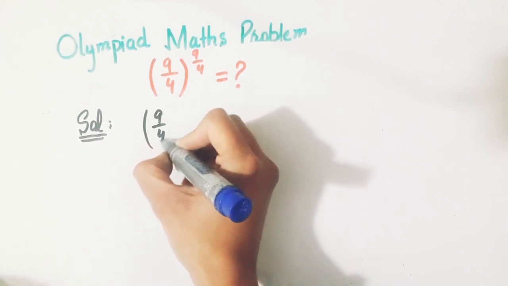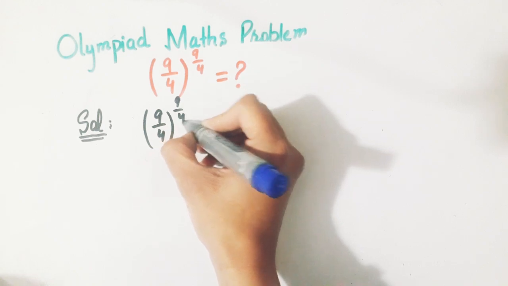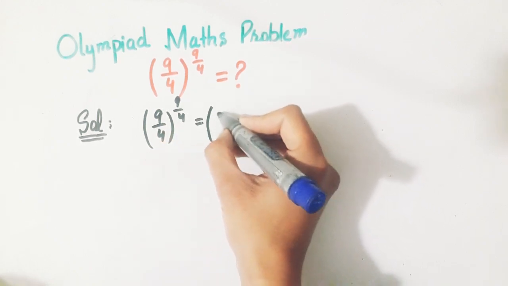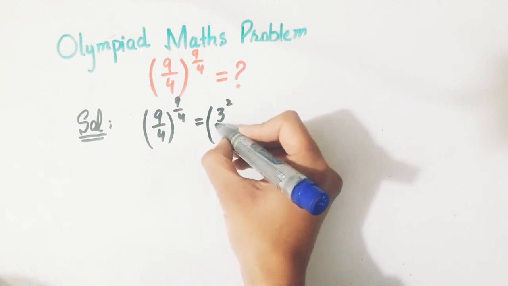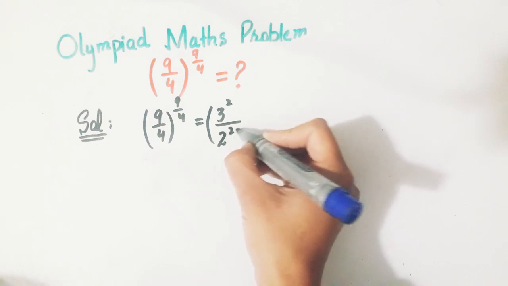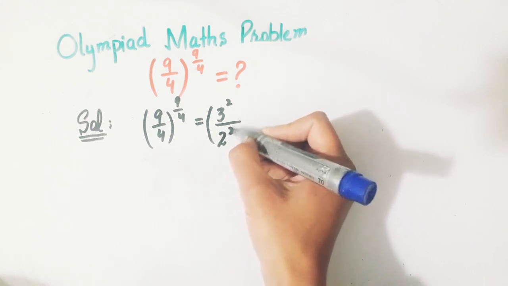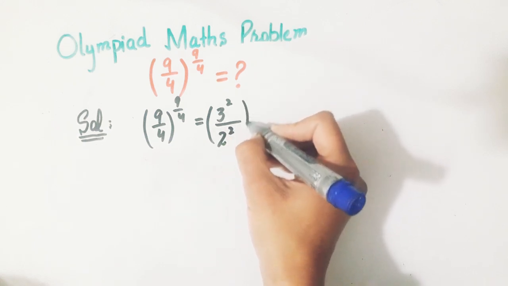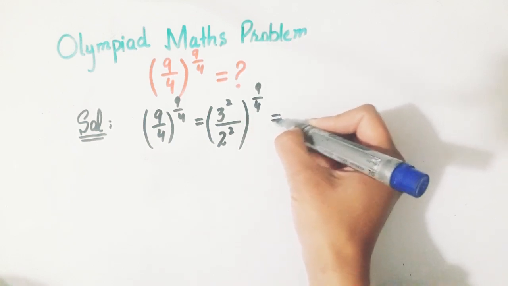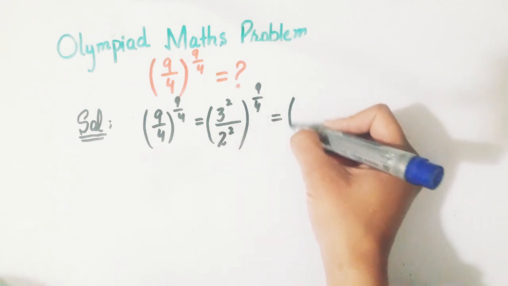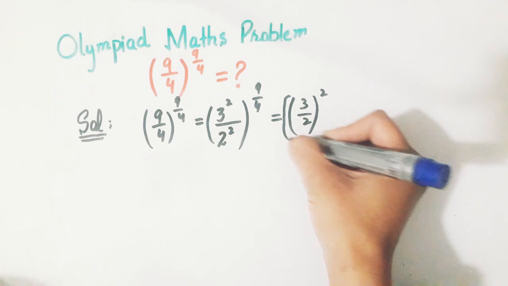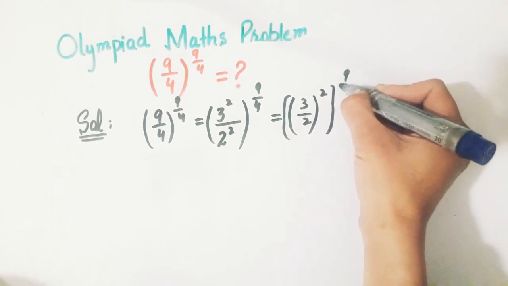First of all, we can write (9/4) to the power 9/4. Now 9 is the square of 3, so we write this as 3 squared, and 4 is the square of 2, so we write this as 2 squared, and the whole power is 9/4. Now we can take the 2 as common from this. So (3/2) whole power 2, and its power is 9/4.